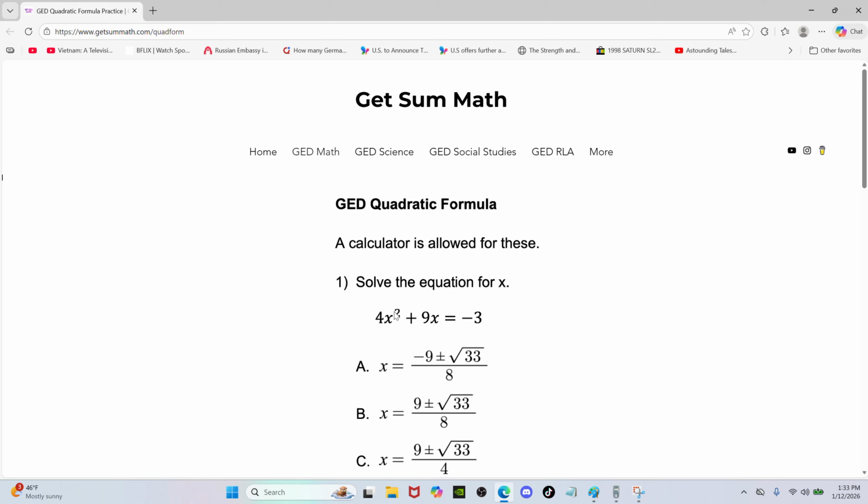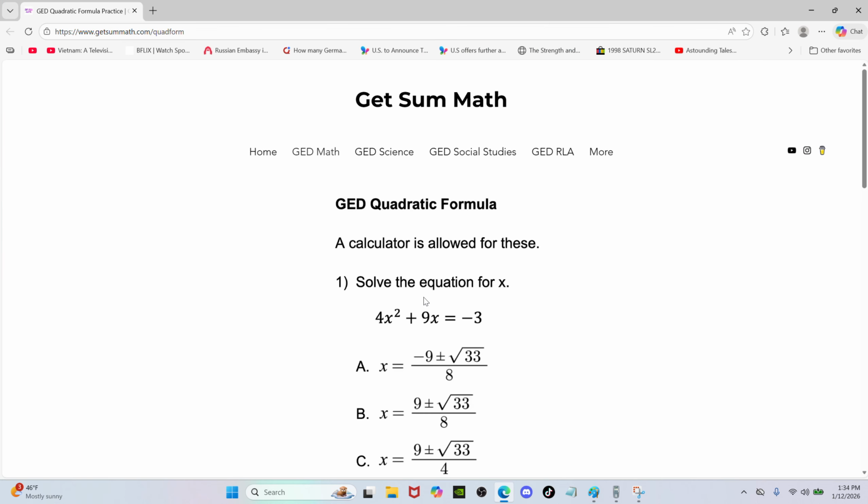So we got 4x squared plus 9x equals negative 3. Well, the problem with this is that the quadratic equation is wrongly formatted. And if you look on the formula sheet for your GED test, you'll see this formula called y equals ax squared plus bx plus c. So ax squared plus bx plus c.